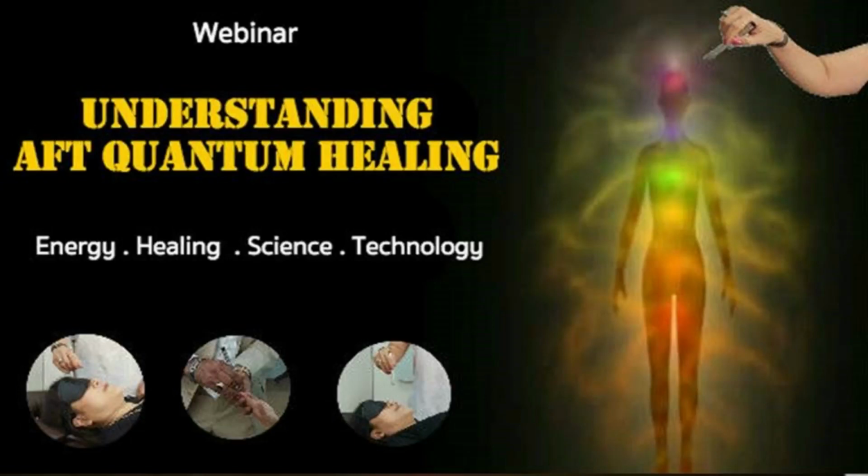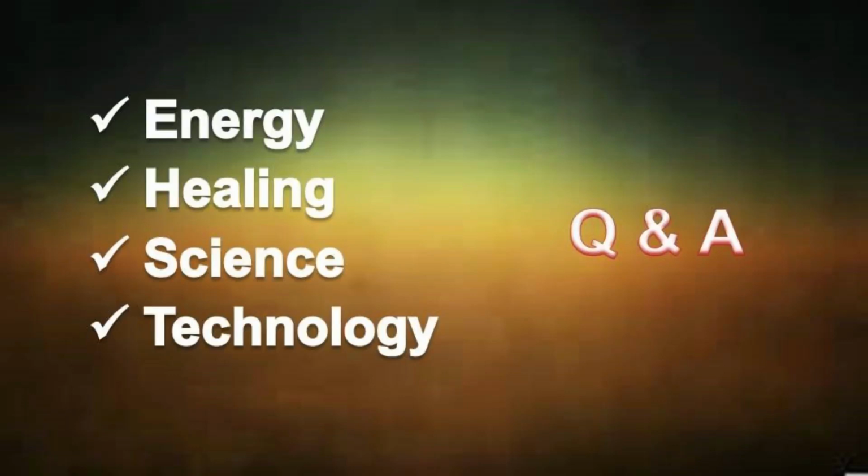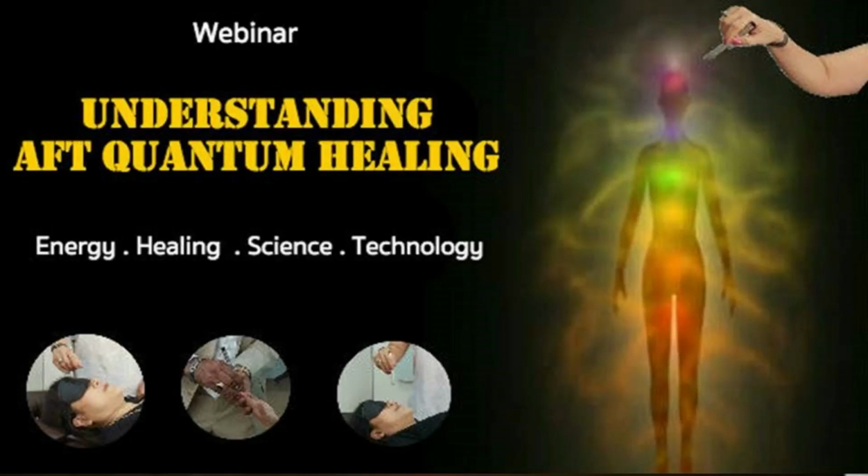AFT Quantum Healing is actually divided into four major parts: energy, healing, science, and technology. I'm going to cover all these four parts stage by stage so that I'm able to deliver the topic to you effectively. I'm going to jump straight into the topic. There's lots of content to share, and I advise you to look at the visuals, because it's very important that you relate what I'm saying to the slides. Having that visual connection is very important.